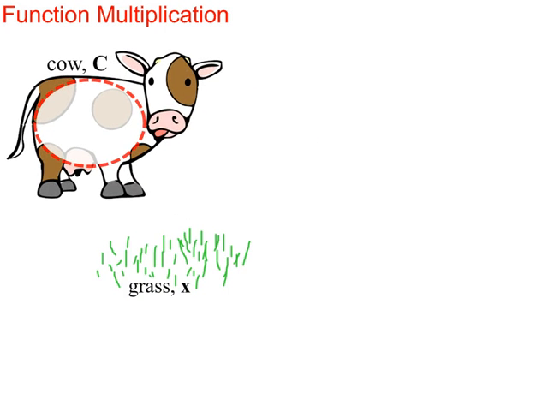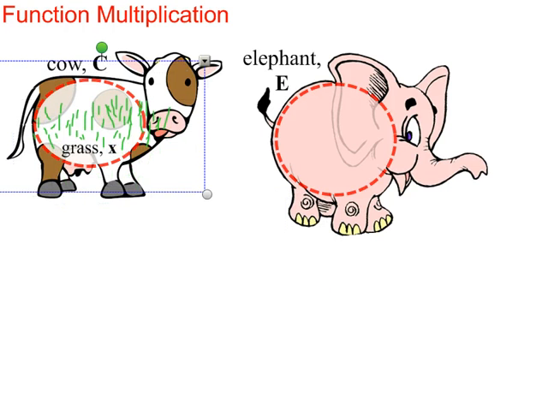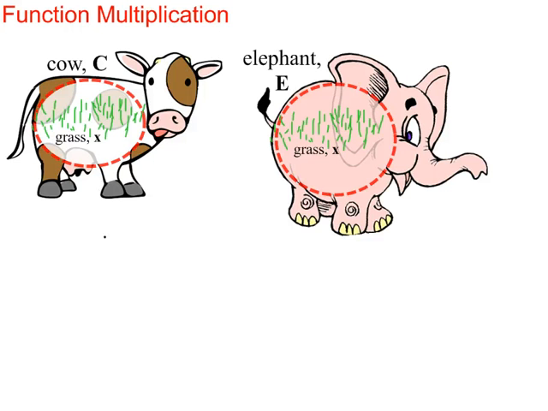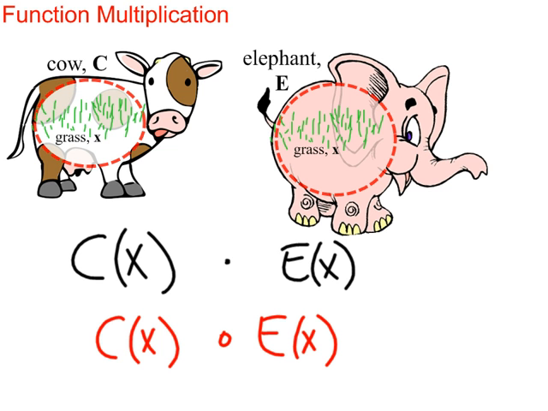Function multiplication is more like you have a cow, you have an elephant, and the grass not only goes into the cow, but the grass also goes into the elephant. So the same input goes into both animals, and that would look more like C of X over here, E of X, and then just a little dot for multiplication between them. So you can see how students might sometimes think that just because visually that looks kind of similar to C of X circle E of X, but we have to be clear, those are not the same thing.